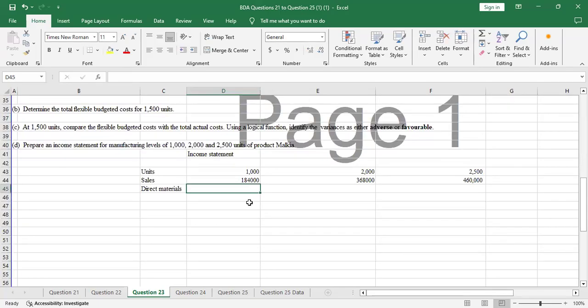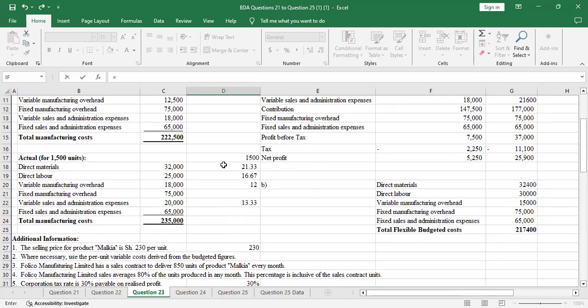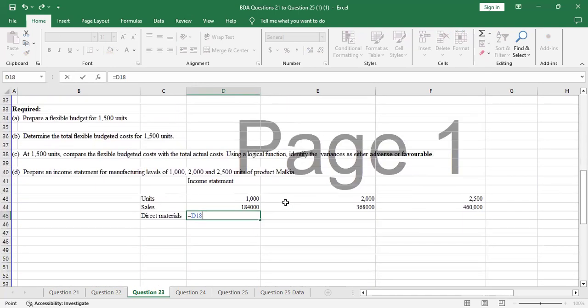So I'll start with the direct material. The direct material per unit was how much? It was 21. So that 21 I'll multiply by 1,000. But this one is constant because it will be all through, so I'll lock it completely.